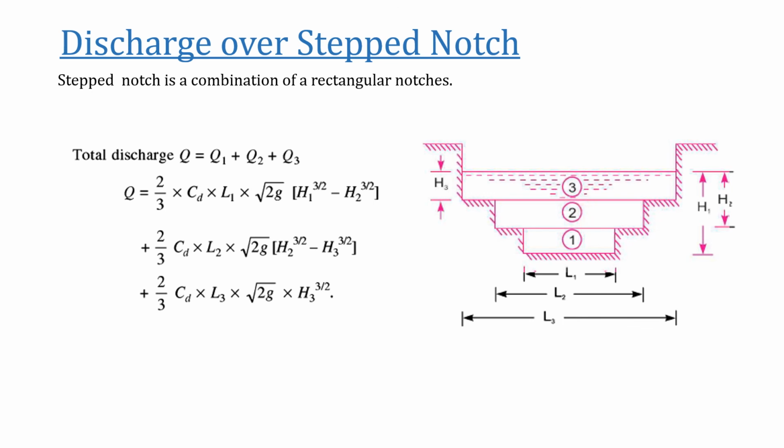And the length of the first step is L1, for the second step it is L2, for the third step it is L3, and the height of the liquid from the water surface till the bottom of the first step is H1, till the bottom of the second step is H2, till the bottom of the third step is H3. So the limits for the first step: the upper limit is H1, the lower limit is H2. For the second step, the upper limit is H2, lower limit is H3, and for the third step, the upper limit is H3, lower limit is 0.